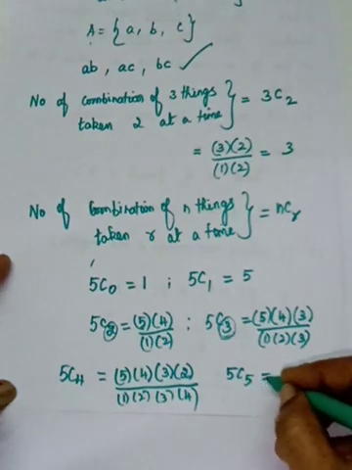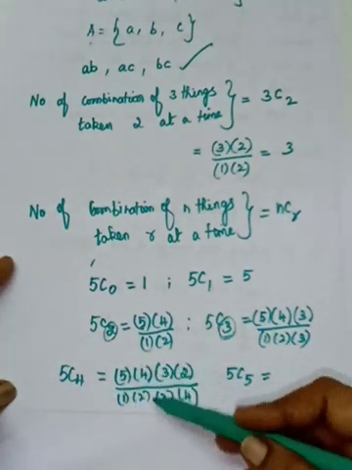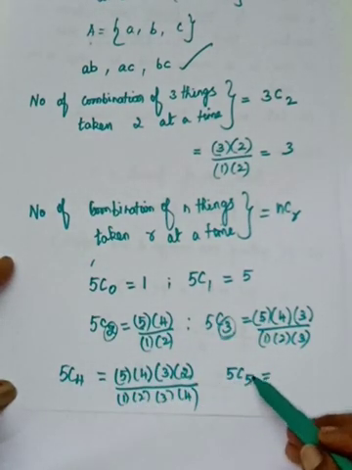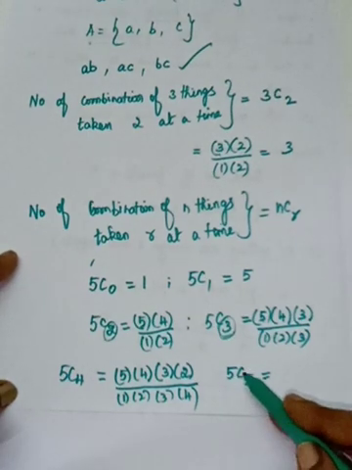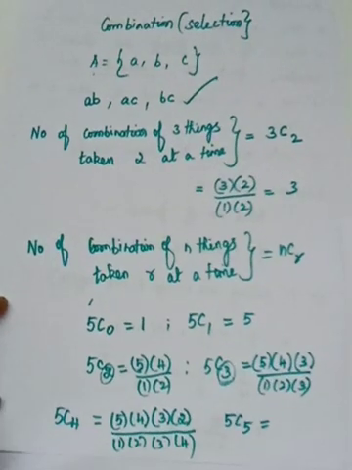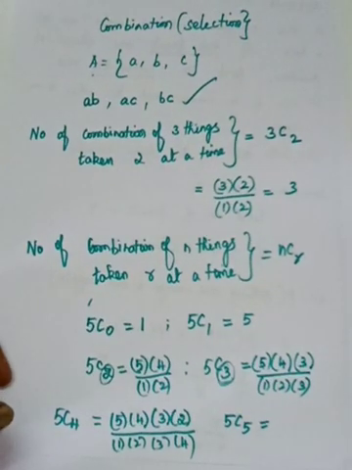5C5. So what can you write? Starting from 5, you can fill places. Okay, in this way also you can write. But 5C5 means what? 5 things are there, and you have to select all the things at a time. So that means it can be done in one way.